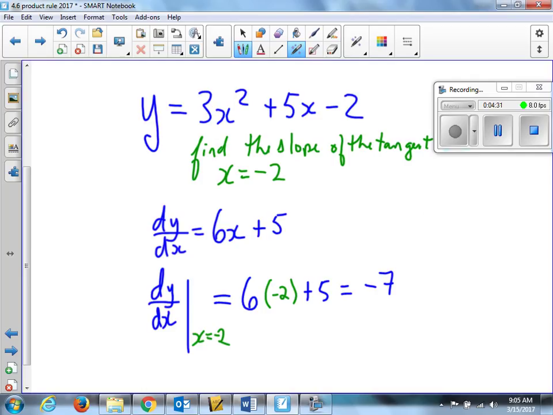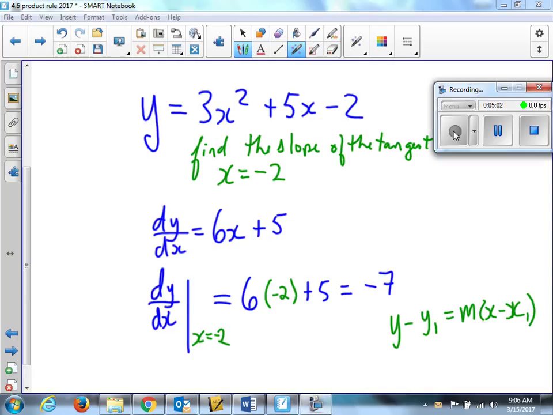If I wanted the actual equation of the tangent line, always start with y minus y1 equals m times x minus x1. Then you plug in your ordered pair. You figure out what -2 gives in the original function, so you get the matching y value. Then you say y minus whatever that turns out to be equals m, -7, times x minus -2, so x plus 2. That's where you go from there. And that's review.